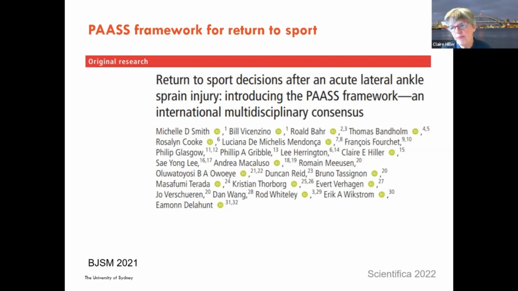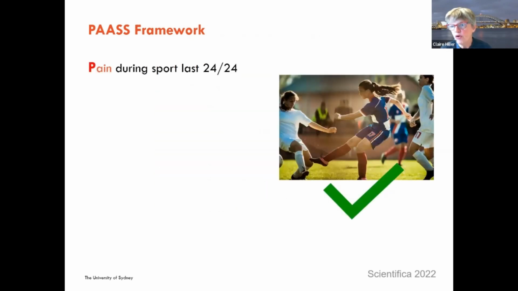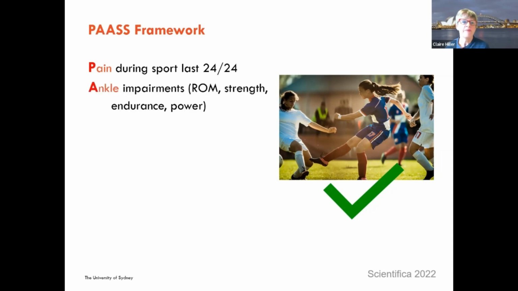You need to know about their pain during their sport or whatever activity you're trying to get them back to in the last 24 hours. If they've had pain in the last 24 hours, they shouldn't be going back to sport. Ankle impairments, we've just been through that. Do they have the range of motion, strength, endurance and power for whatever it is that you're trying to get them back to?